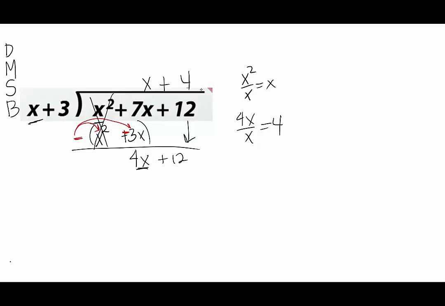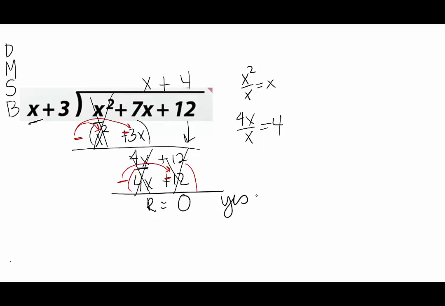Next step, multiply. 4 times x is 4x. 4 times 3, 12. Next step, subtract. Distribute a negative. 4x minus 4x cancels. 12 take away 12, 0. If the remainder is 0, yes, x plus 3 is a factor of x squared plus 7x plus 12. Now, some of you may have recognized that at the beginning because you know that you can factor x squared plus 7x plus 12 into x plus 3 and x plus 4.